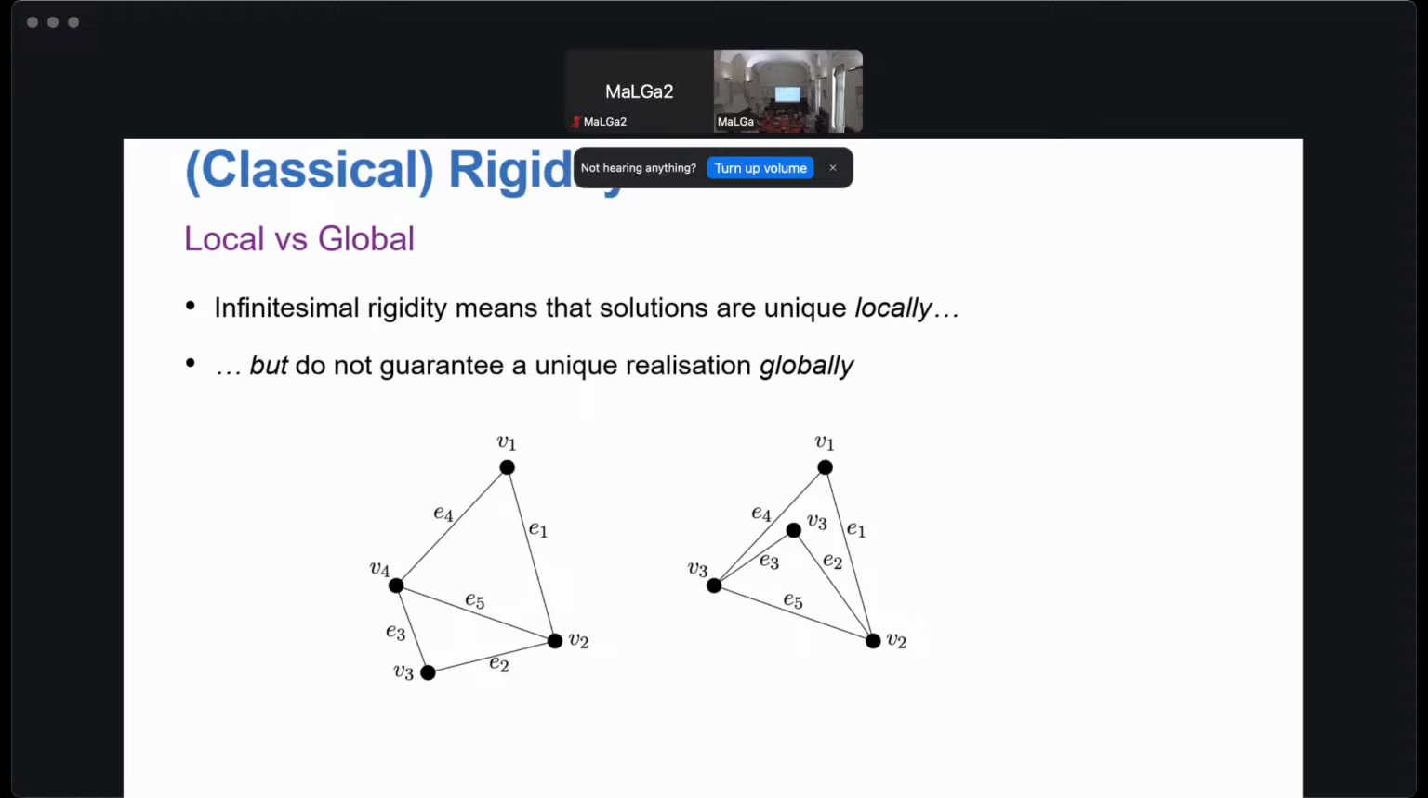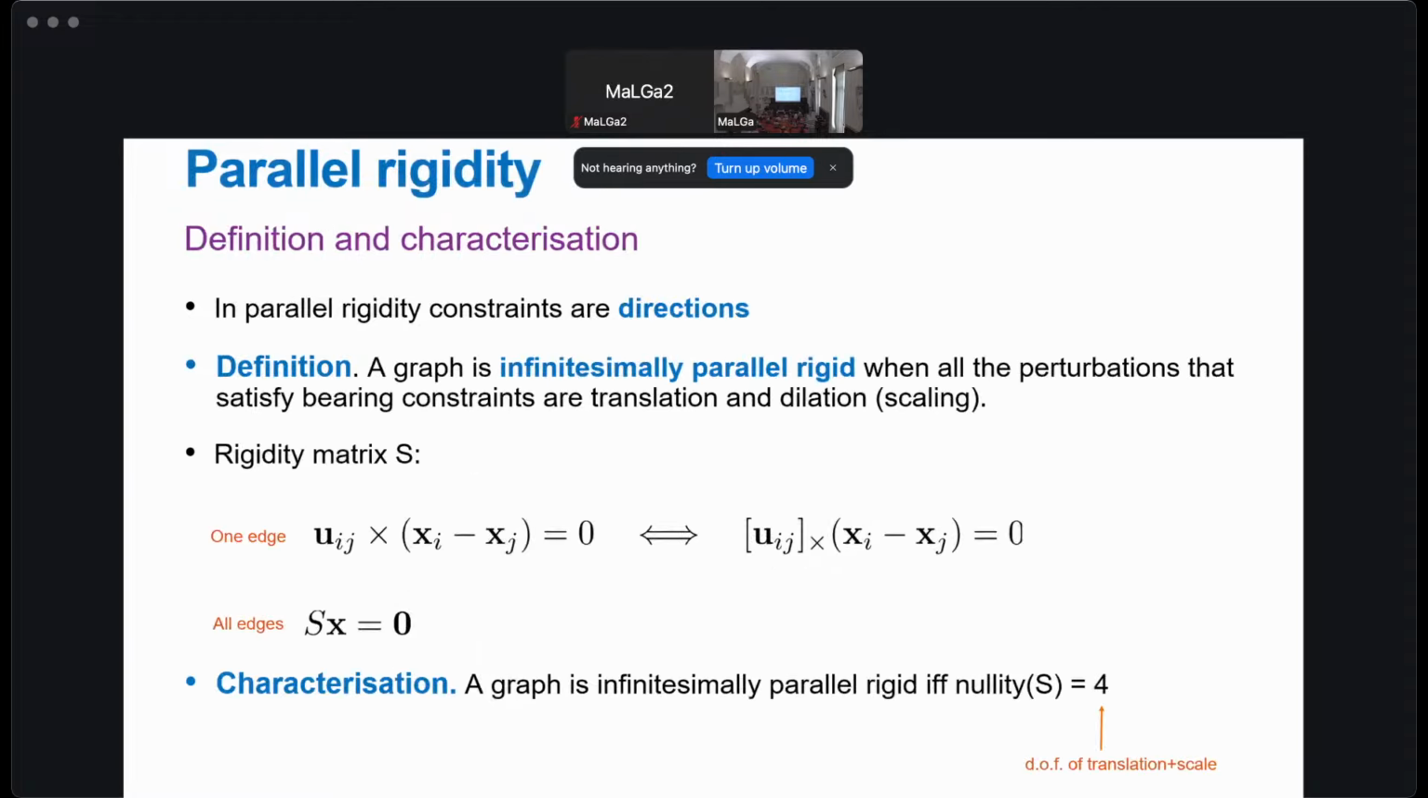Another type of rigidity is parallel rigidity, in which instead of setting the distances between the nodes, you set the direction of the vector joining the two nodes. In that case, the rigidity matrix is also the matrix that allows you to solve. It is built by requiring, using the cross product, that the versor u_ij is parallel to the vector joining node i and node j. This is what this formula expresses.